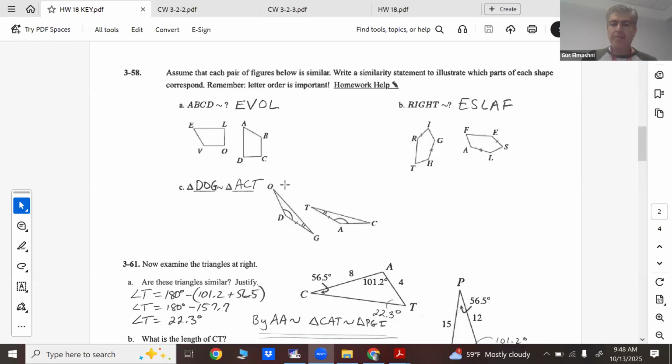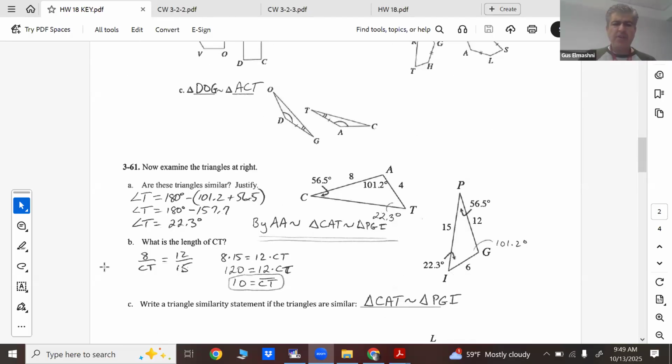Likewise with part B. Actually, in this case, you do have the markings, so that helps tremendously. You see RI and ES line up, LA and GH line up. Fine. For C, notice that angle T and G are the same. A and D are the same. And of course, you can say DOG and ACT.